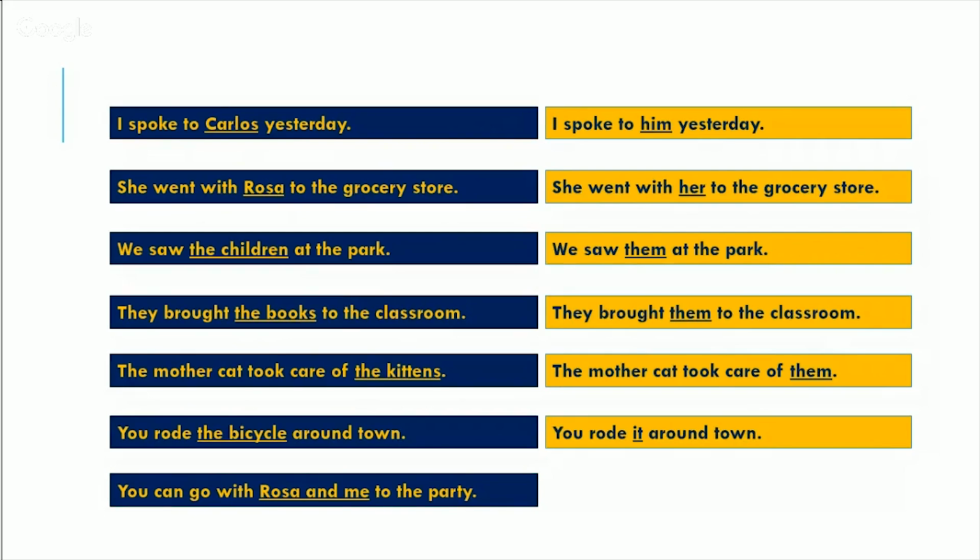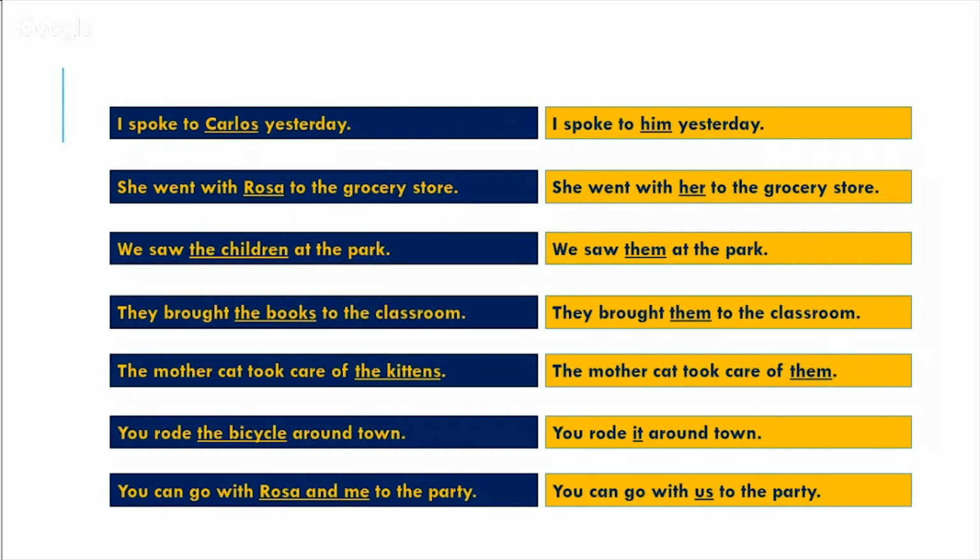Okay, wait. Last one. I see some people answering the last one. So let's finish up. You can go with Rosa and me to the party. Okay? And then the answer is right there. Yep, I see a couple people with the answer. Thank you, Janet, and Janet and the group too. We have a nice group over there. So thank you, everyone there. You can go with us to the party.